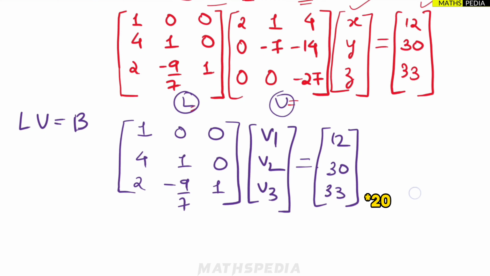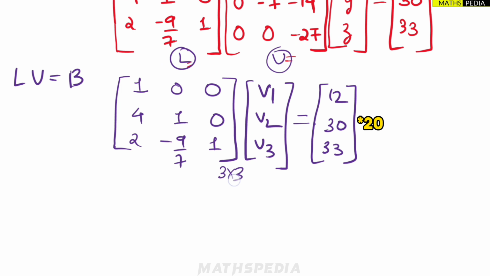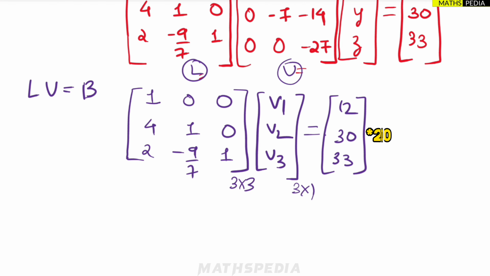So first I'll write, this is a 3 cross 3. This is 3 rows and 1 column, so 3 cross 1. When you multiply these two matrices, the column of the first matrix and the row of the second matrix should be the same. Then only you can multiply. That is a property of multiplication of matrices. And the order of the answer will be 3 cross 1, that means 3 rows, 1 column.